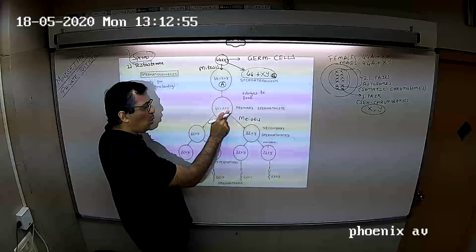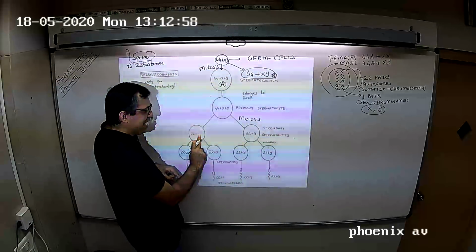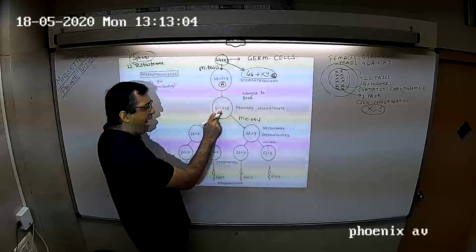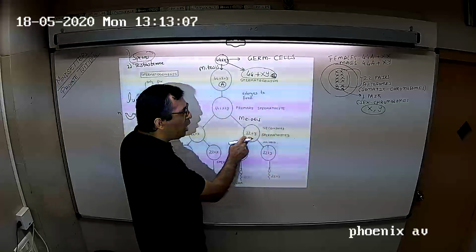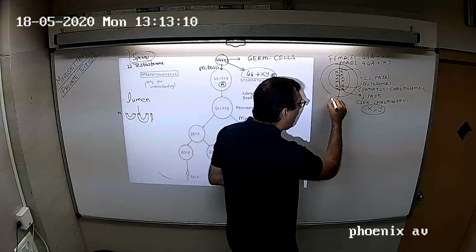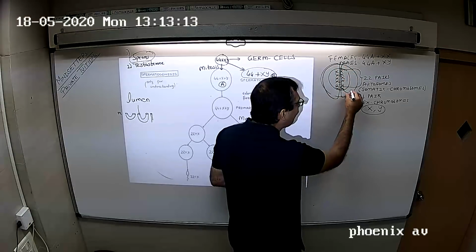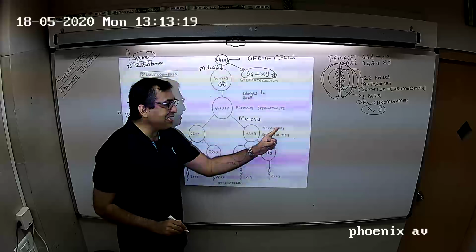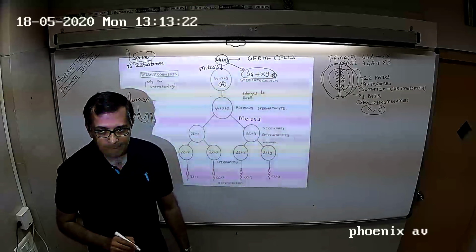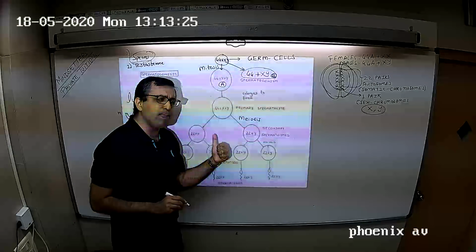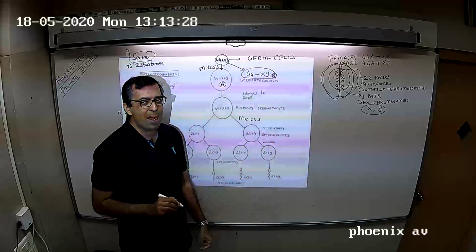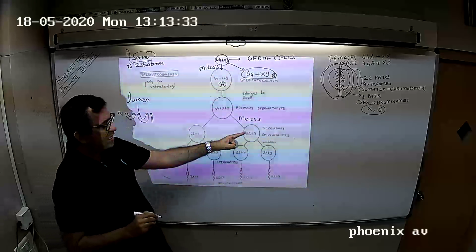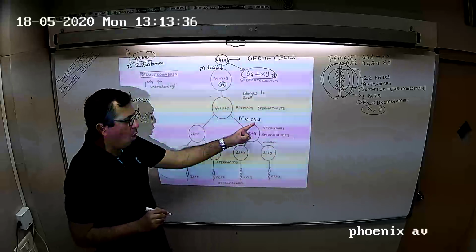44 plus X plus Y will now become 22 plus X and 22 plus Y. So diploid has now become haploid. Chromosome number has now become half. So two cells are formed with half the number of chromosomes, and these cells are called secondary spermatocytes. So which is the first haploid cell formed? Secondary spermatocytes are the first haploid cells formed. And that process of cell division is called meiosis.